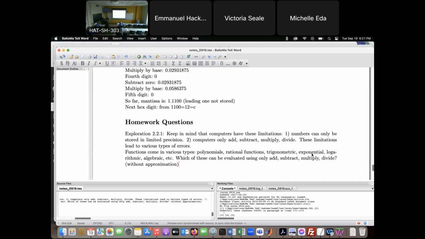Okay, so which function can be evaluated using only add, subtract, multiply, divide, and I want to emphasize this, a finite number of operations? Because if there are functions that can be evaluated using add, subtract, multiply, divide that call for an infinite number of operations, that doesn't count, because we can't do that. How can a function such as cosine be approximated using such operations?